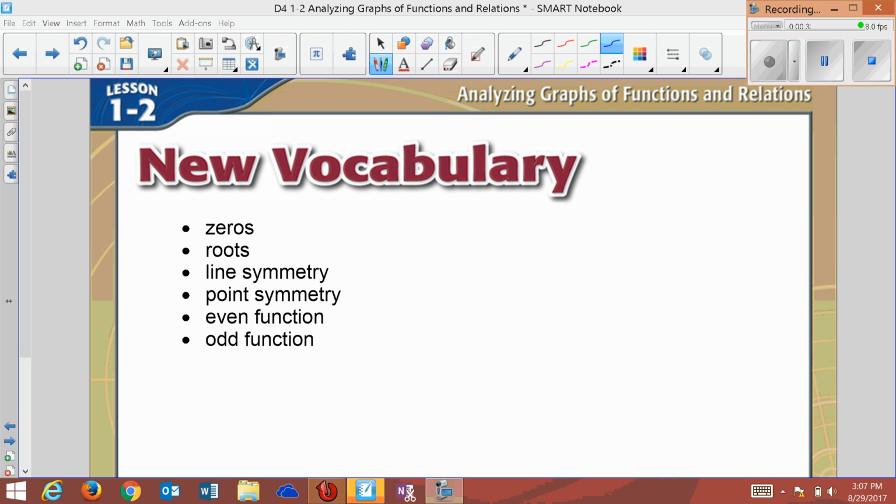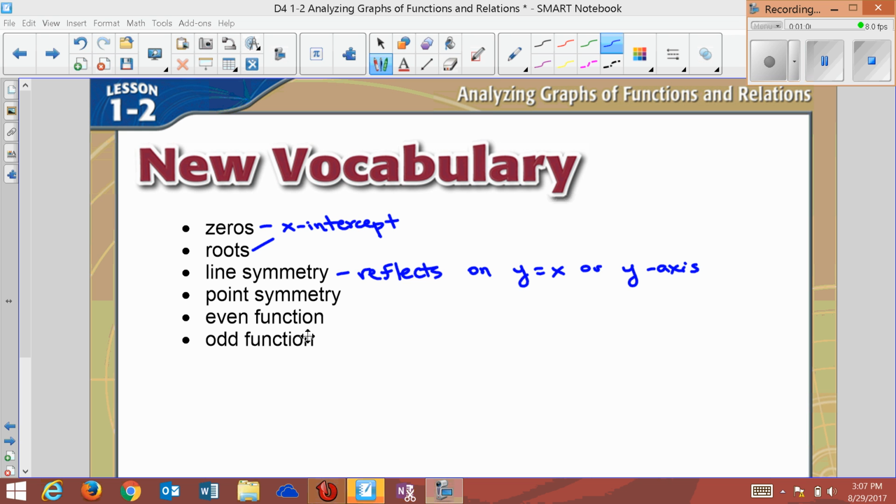Let's look at some of the vocabulary. A zero, like I just said, is anything that's an x-intercept. That is also known as a zero or a root. Both these words mean the same thing. Line symmetry might be if something reflects, say if it reflects on y equals x, or a line, or the y-axis, something like that. Point symmetry is if it kind of looks like a rotation, if it rotates on a point.